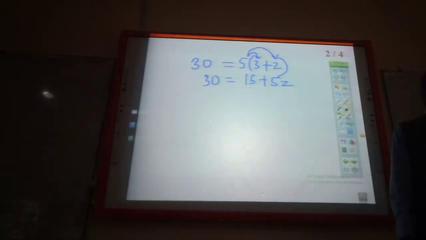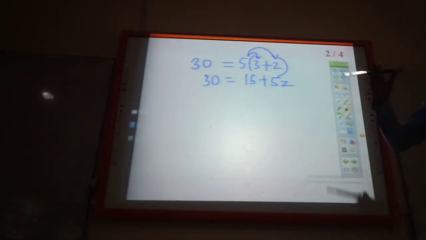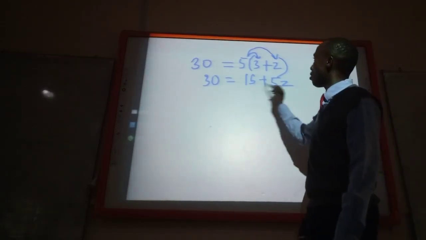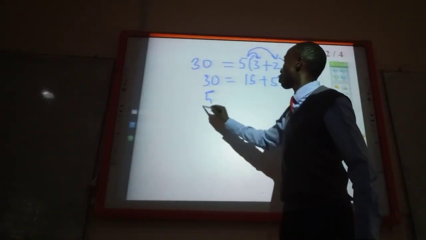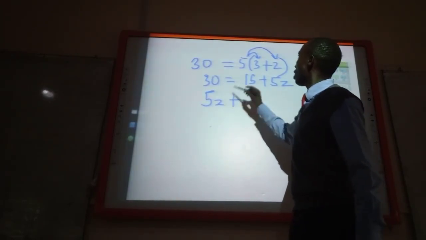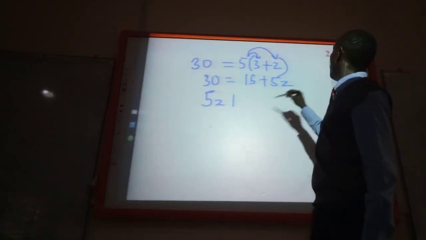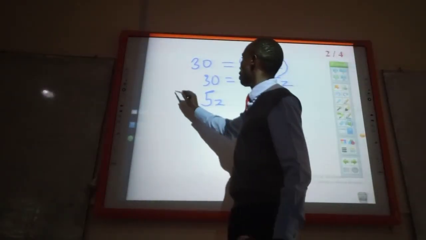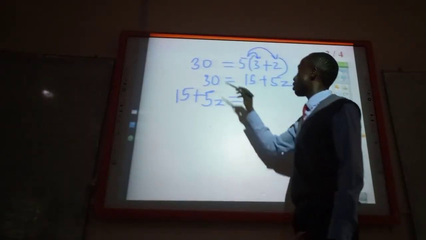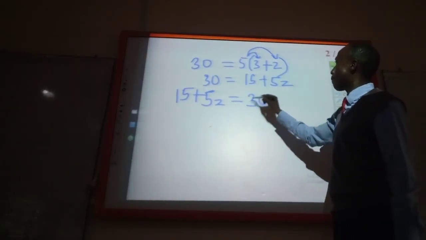Okay, so now because our target is to find z, and it's on the right hand side of the equation, we can now move everything here because that's our subject. Our subject is z. That's 15 plus z, right? Then move 30 to this other side, right?